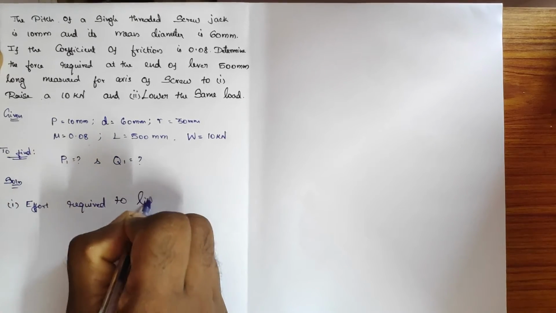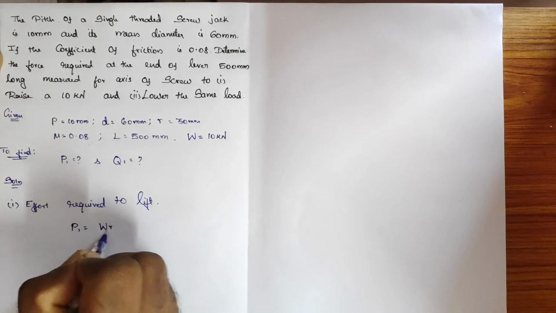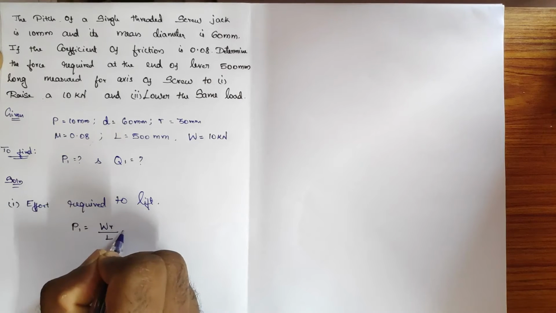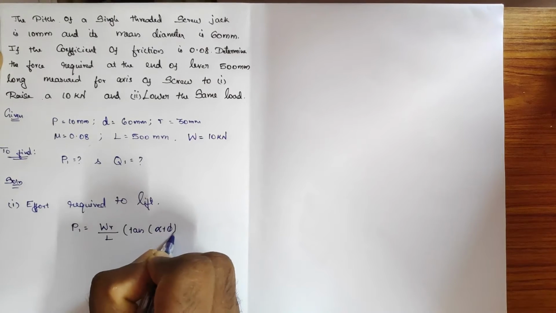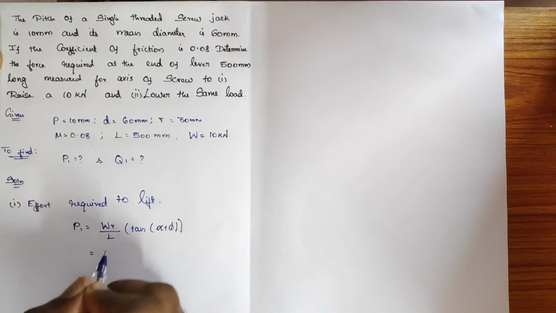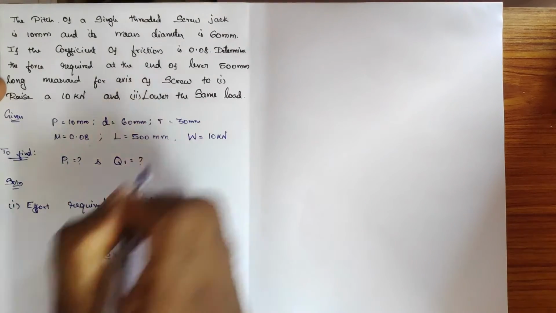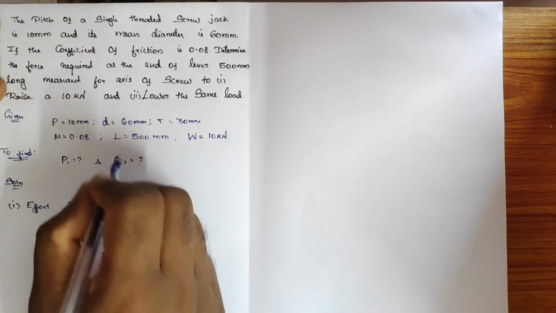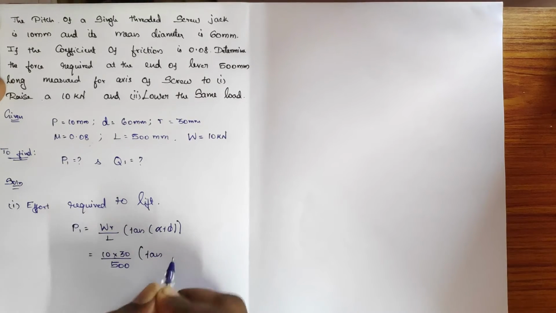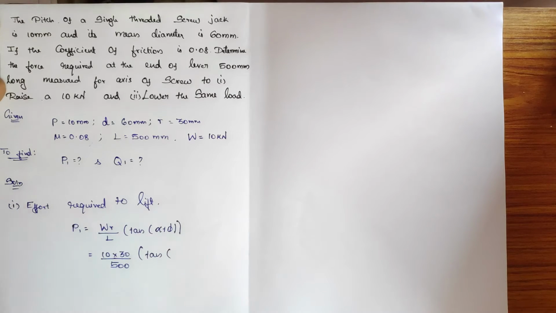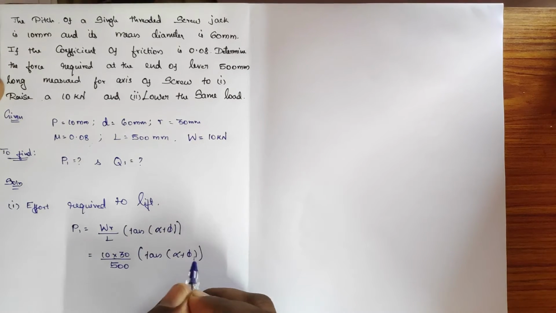to lift the load. Okay, so P1 is equal to, we are well familiar with the formula, W into R divided by capital L into tan of alpha plus phi. So W is 10 kilonewton into radius 30 divided by length, which is 500, and then tan of alpha and phi we need to calculate.